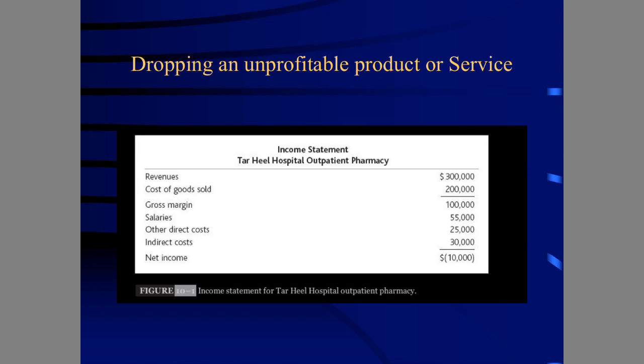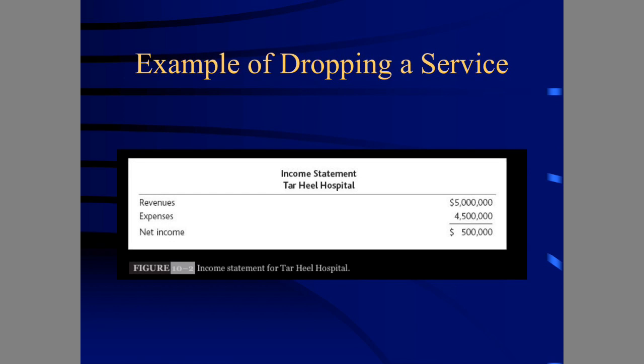Basically, they look at the revenue they're bringing in, the total cost of goods sold, and the gross margin. They're looking at the salaries, other direct costs, and indirect costs. Right now, the outpatient pharmacy this hospital has is losing $10,000 per year. Now, one of the questions is what happens if they close that pharmacy.